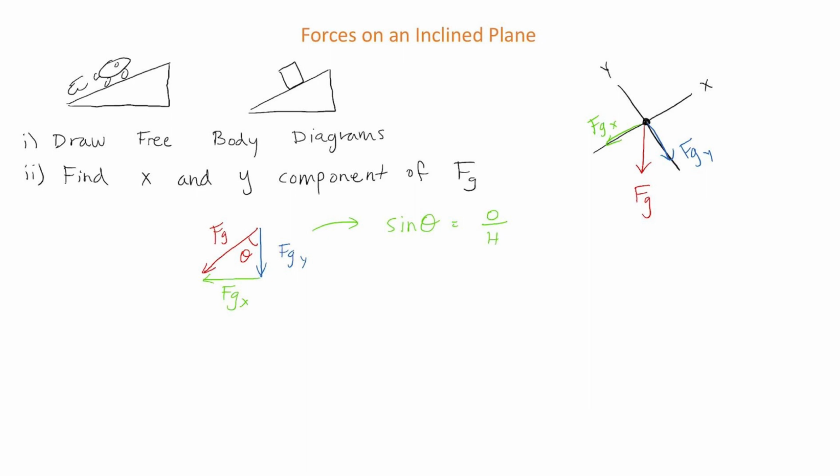Let's start with sine theta, which we know is equal to the opposite side divided by the hypotenuse. The opposite side is Fgx, and the hypotenuse is Fg. If we rearrange this equation, we see that Fgx is equal to Fg sine theta. But we can expand this even more, because we know the force of gravity is equal to mg.